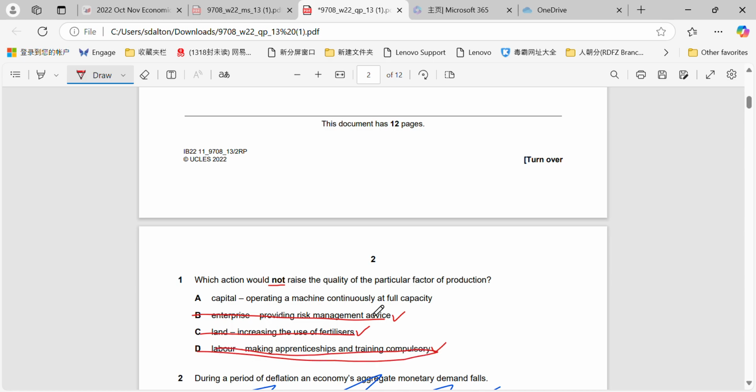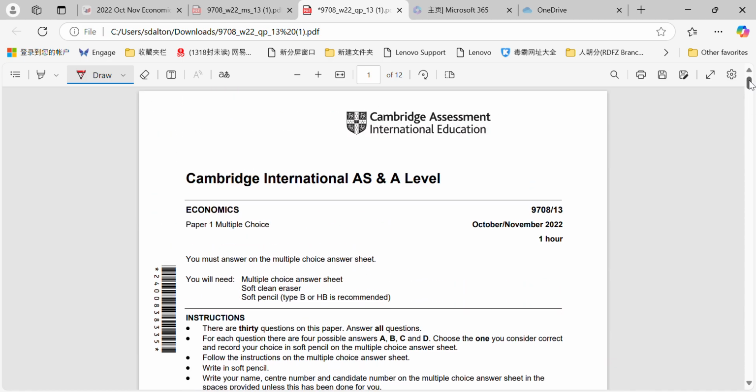If we operate a machine continuously at full capacity, that is definitely not going to raise the quality of capital. That is going to wear out the capital. Okay, what we want is to improve the quality of that machine through technological advances or something, but simply having a machine running at full capacity all the time does not make it better. It will just result in more wear and tear, which may actually reduce the quality of that capital. And that is that for this paper as well.